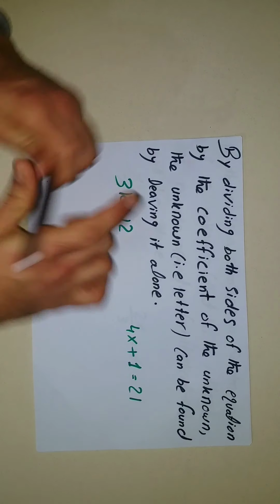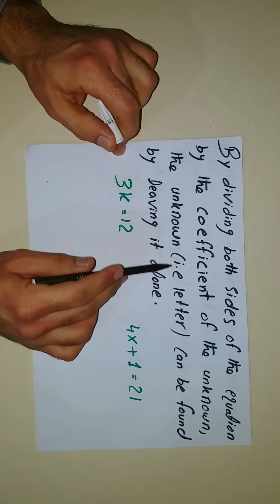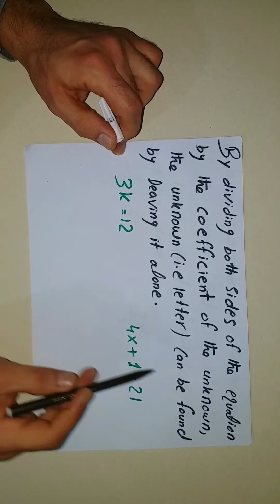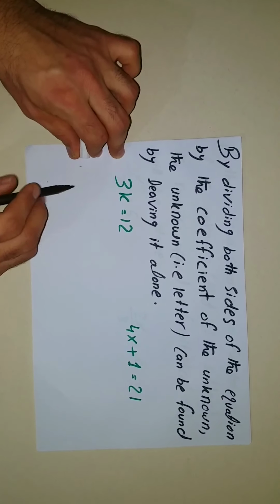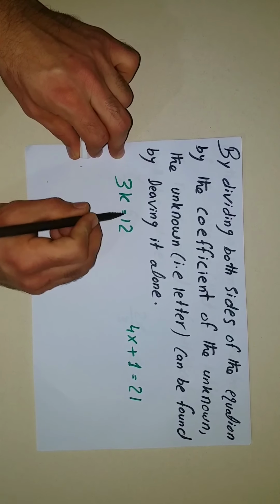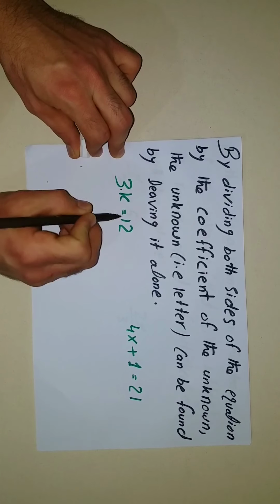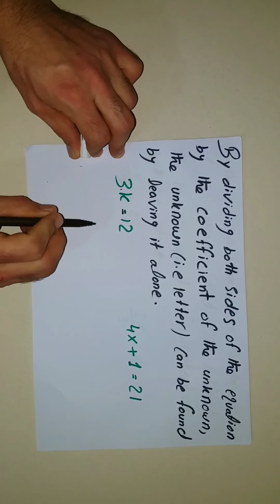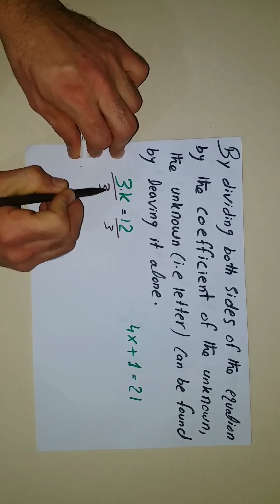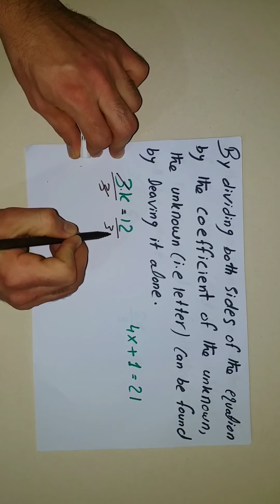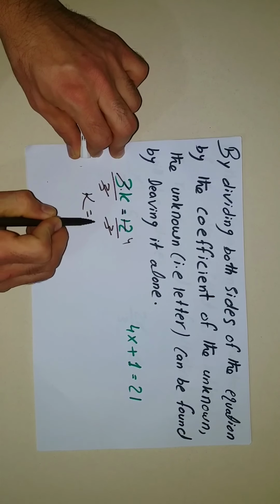By dividing both sides of the equation by the coefficient of the unknown, a letter like a, b, c, d, can be found by leaving it alone. Now, as I told you in the previous question, it was plus and minus. Now it is multiplication and division. Now it is 3 multiplied by k is equal to 12. Dividing both sides by the coefficient 3, this 3 will cancel, and 3 ones are 3, 3 fours are 12. So the value of k is equal to 4.